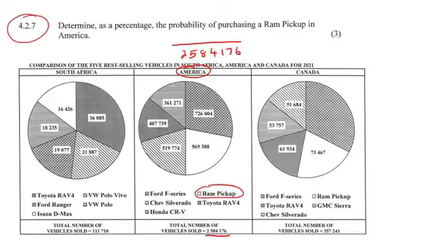Now, how many Rams are there? Well, the Ram is the white, this white part over here. And so that's going to be 569,388. Okay, that's how you work out probability. And then to turn it into a percentage, we will just multiply with 100. And let's see what you get. So you should get about 22, and then to 2 decimal places, 0.03%.